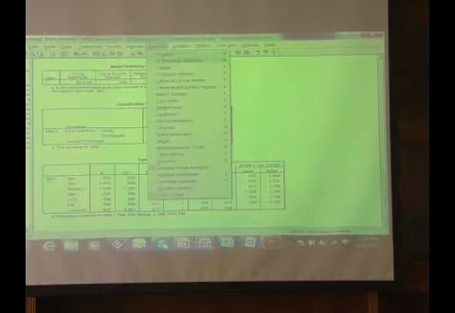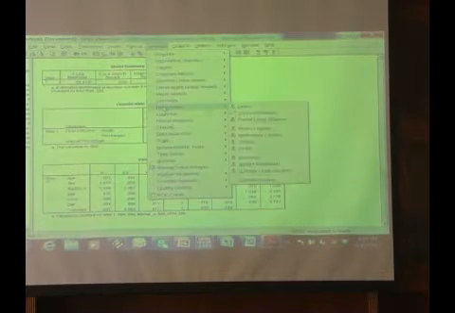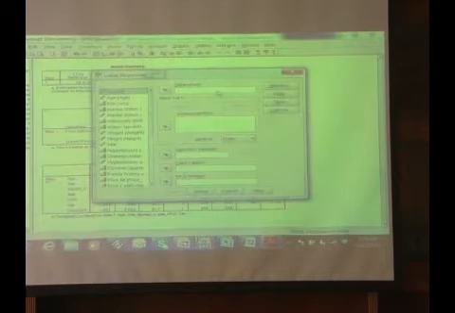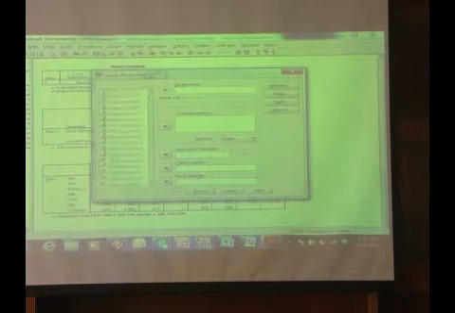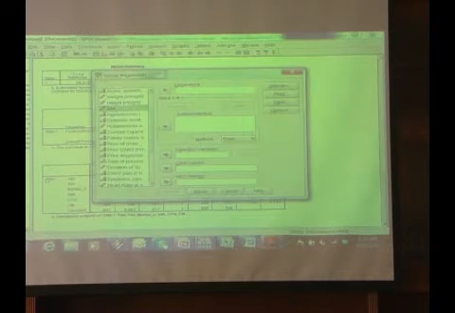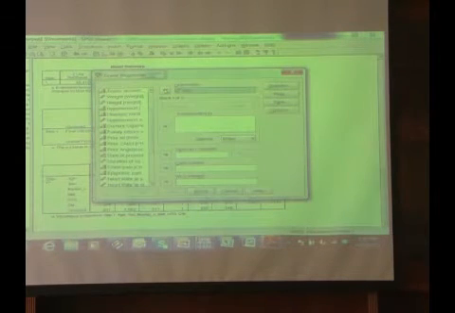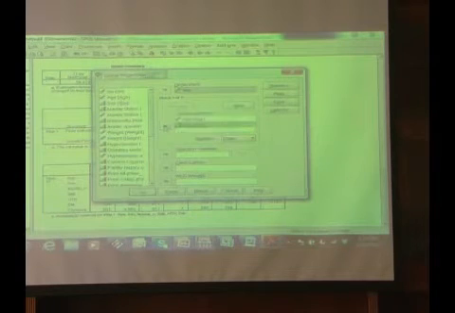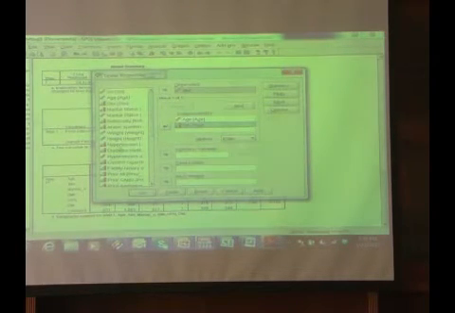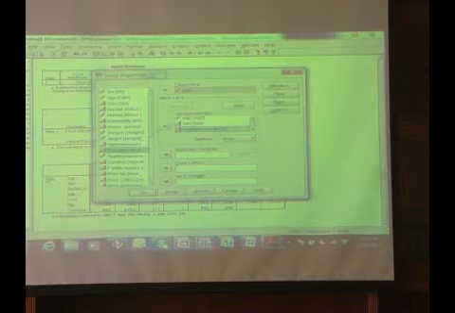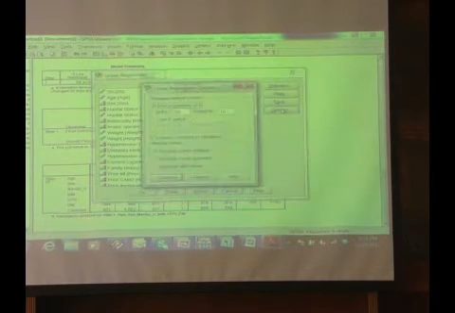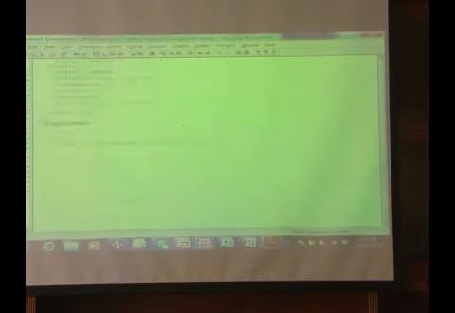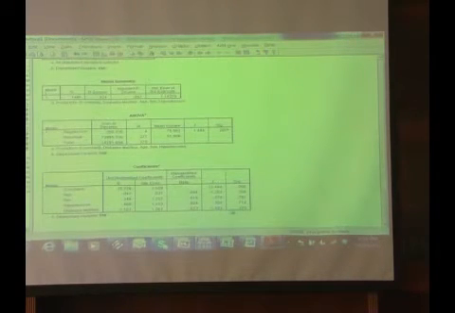What if the outcome is continuous? I go to regression. I go to the linear regression. The dependent now is not categorical, is continuous. Let us say BMI is my outcome, and I want to see what's the effect of age on BMI, sex on BMI, and hypertension on BMI, and diabetes on BMI. Under options, I ask for the 95% confidence interval, and what I get here is the following.